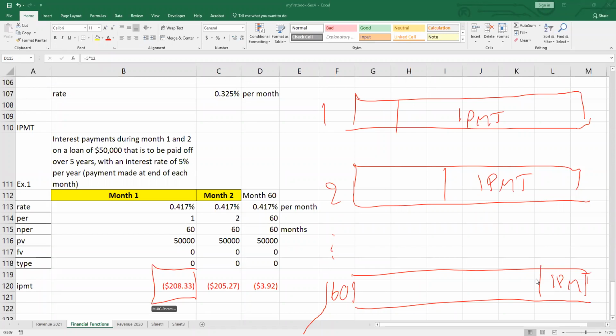You can see that now we just talk about the amount of money without talking about the symbol. You can see that the value $208.33 is more than $205.27. That is more than $3.92. So that's why in month 60 you pay the interest the least, just $3.92 only. So this is the way to find the interest payment of each month. Okay, all right then, in this example, do you have any questions?